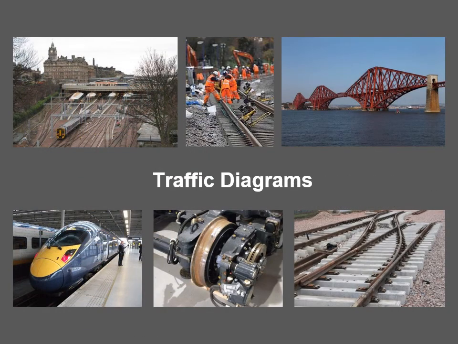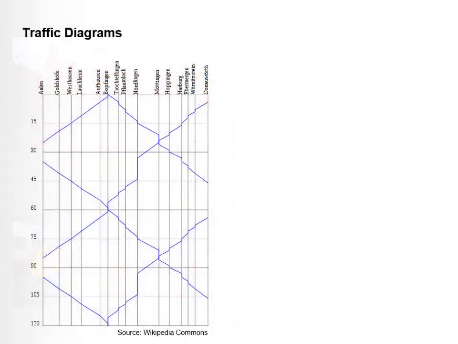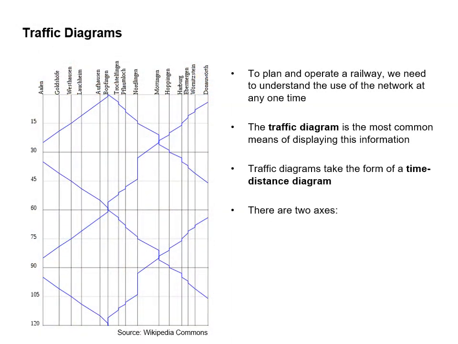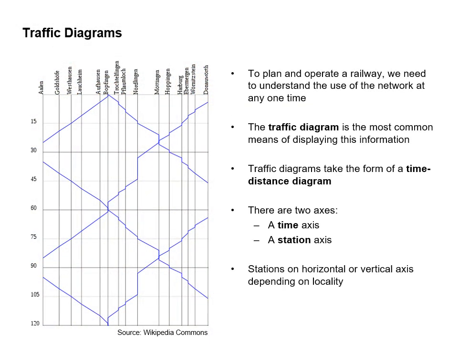So now we're going to have a look at the subject of understanding the use of the network, and we do that using what are called traffic diagrams. To plan and operate a railway, we need to understand the use of the network at any one time. The traffic diagram is the most common means of displaying this information. Traffic diagrams take the form of a time-distance diagram. So there are two axes, a time axis and a station axis. The stations are on either the horizontal or the vertical axis depending on locality.